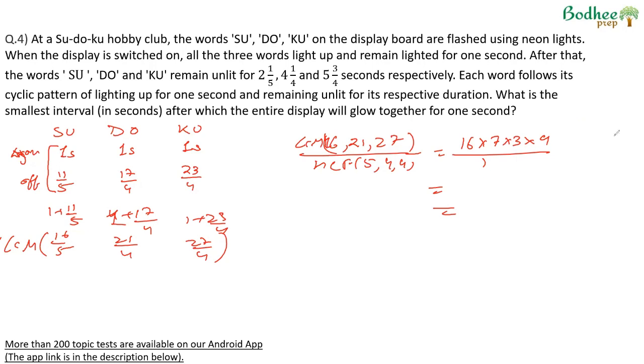16 into 7 into 9. 16 into 7 will not be 42. It will be 112 into 3 into 9. 112 into 3 will be 336. So 336 into 9: 9 6 are 54, 4 carry forward 5. 9 3 are 27, 2 carry forward 3, 30. 3024. So this pattern will repeat after 3024 seconds.